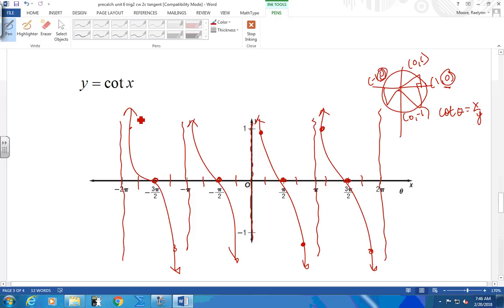What's the period for cotangent? How long does it take me to complete one of those squiggle lines? Pi, this one's even nicer, isn't it? From 0 to pi, I get a section, right? So my period is pi. It just takes me 180 degrees to do this. So what's my range? Let's do the easy one.